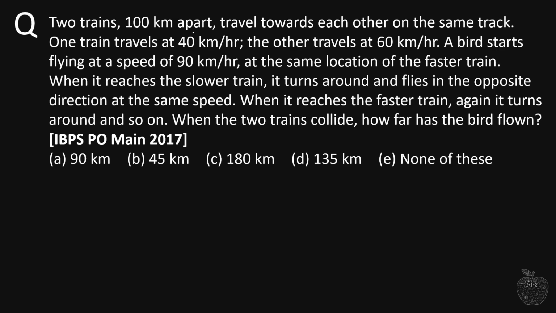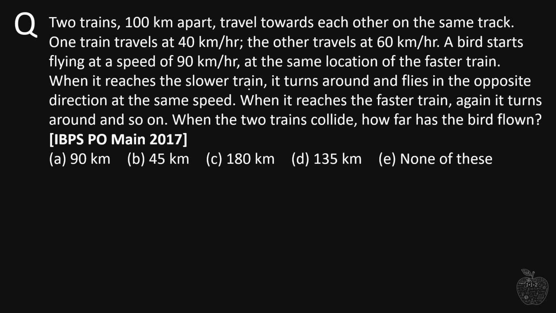Two trains 100 kilometers apart travel towards each other on the same track. One train travels at 40 kilometers per hour, the other travels at 60 kilometers per hour. A bird starts flying at a speed of 90 kilometers per hour at the same location of the faster train.